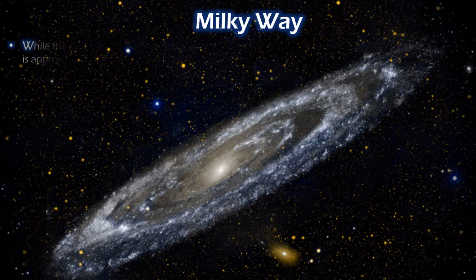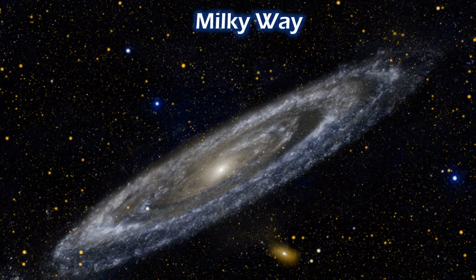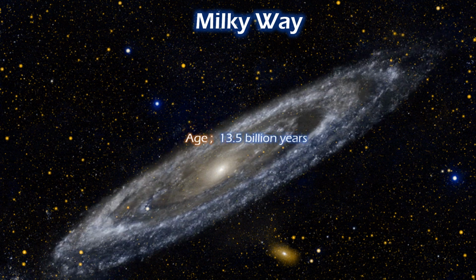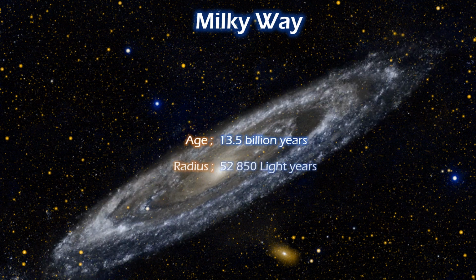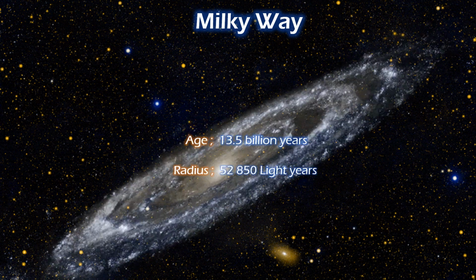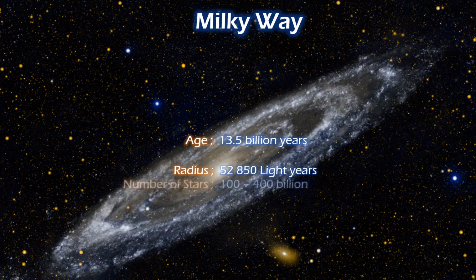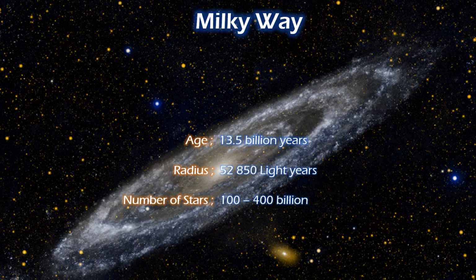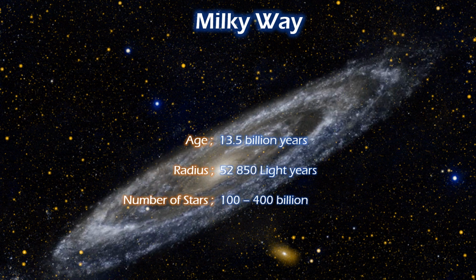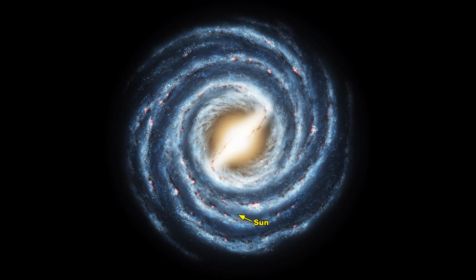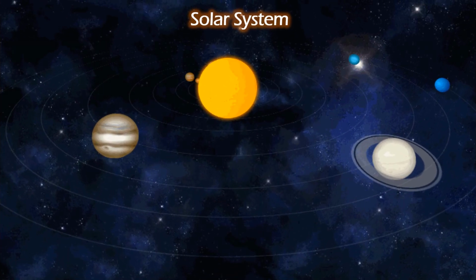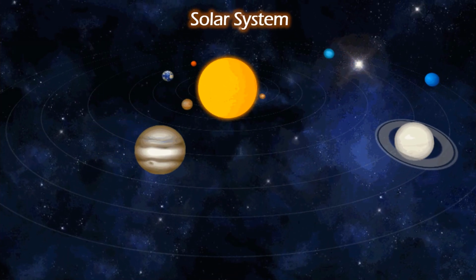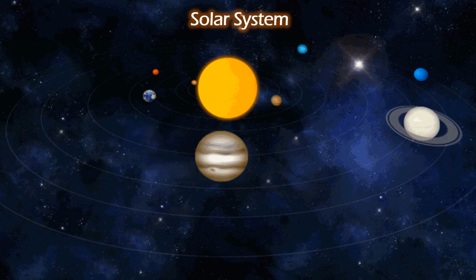So we belong to the galaxy known as the Milky Way, which is 13.5 million years old, has a radius of 52,850 light years and contains between 100 to 400 billion stars. Quite amazing, isn't it? So let's look at the solar system, which is formed around our Sun.